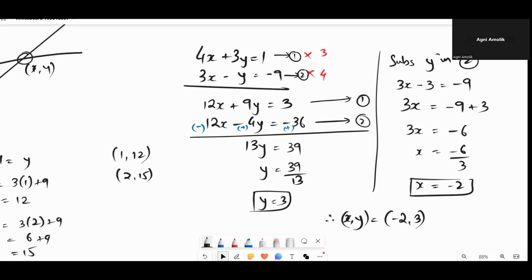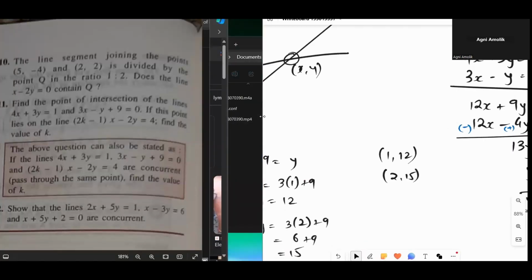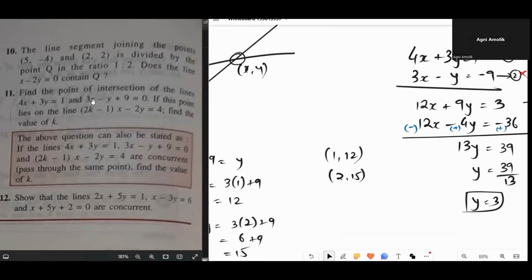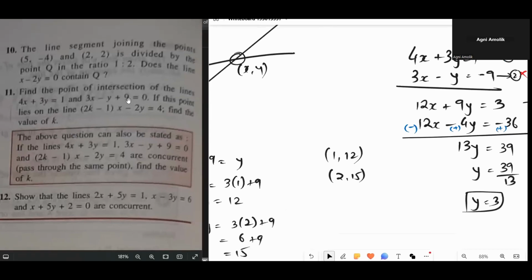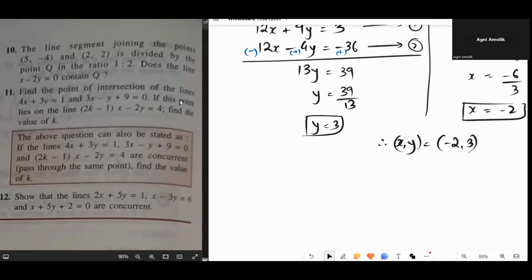Okay, the question is not over. This is just the first part. Look at the question. Which one are you doing? 11. Find the point of intersection of this and this. So we got that: (minus 2, 3). Next, if this point lies on this line, find the value of k. The line is this: (2k minus 1) into x minus 2y is equal to 4. This is the equation of this line. This point lies on it. So find the value of k.